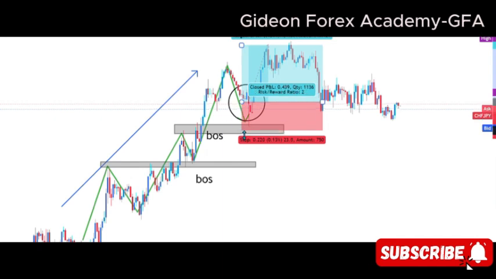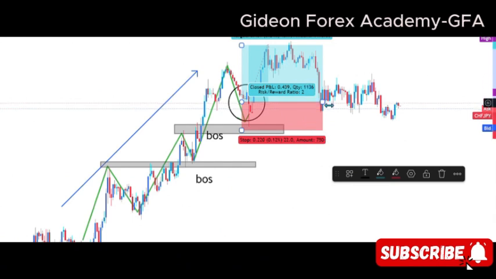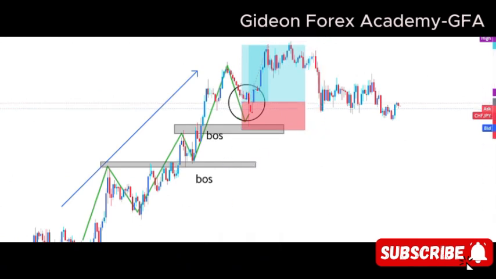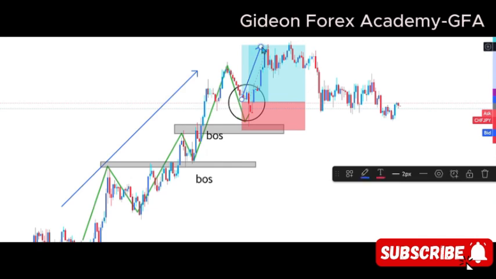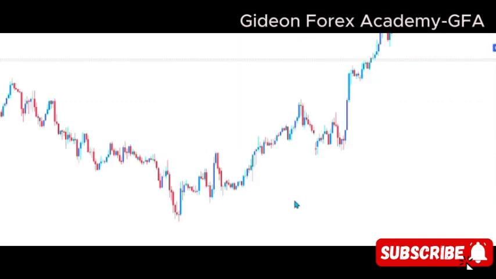hammer candlestick pattern, and then we can continue our uptrend with our 1 to 2 risk to reward ratio to this point here. So this trade would be a winner at a 1 to 2 risk to reward ratio. As you can see, this is another example of an uptrend, with this trend line.